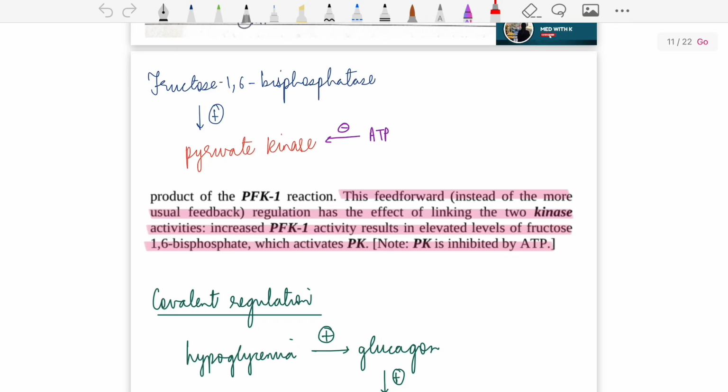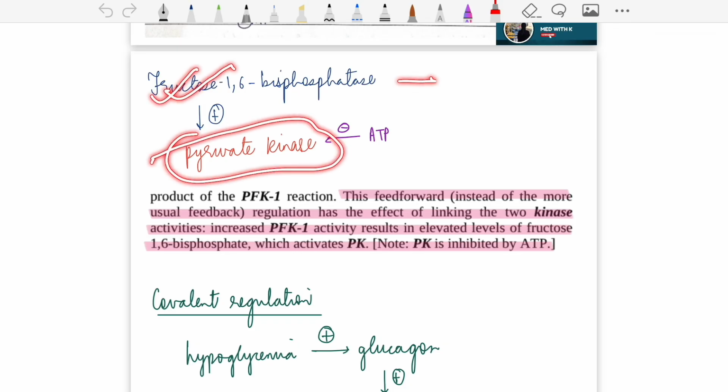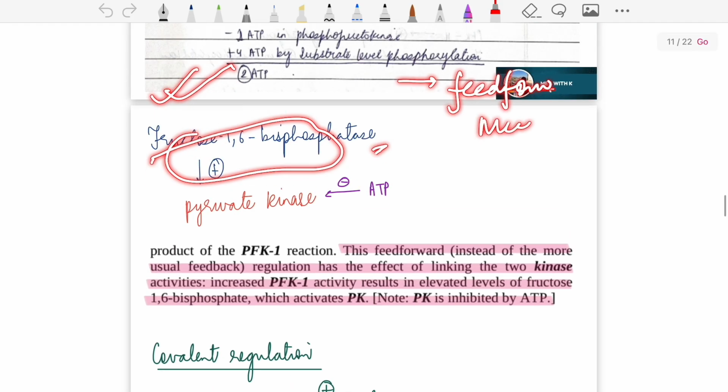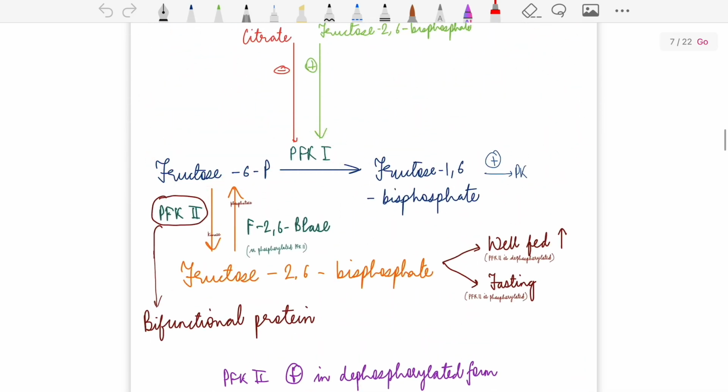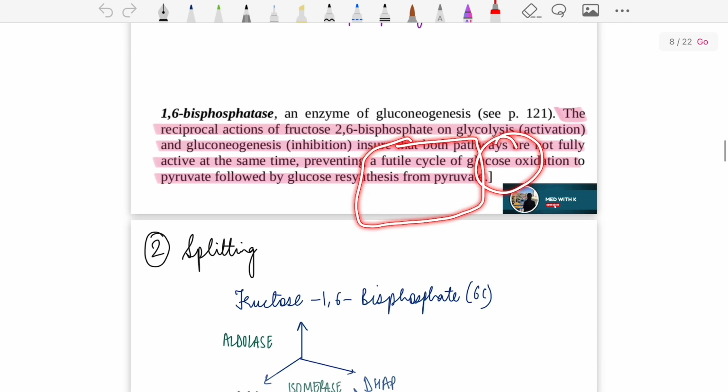Now, if I talk about pyruvate kinase, it is activated by fructose 1,6-bisphosphate. This is known as the feed forward mechanism, and it is inhibited by ATP. So, we discussed earlier that this fructose 1,6-bisphosphate activates pyruvate kinase.